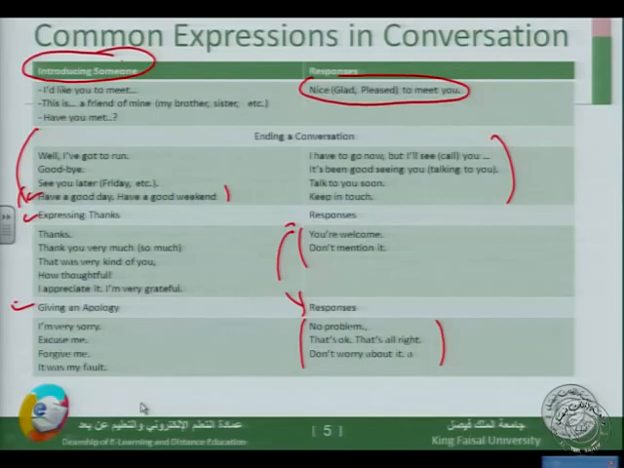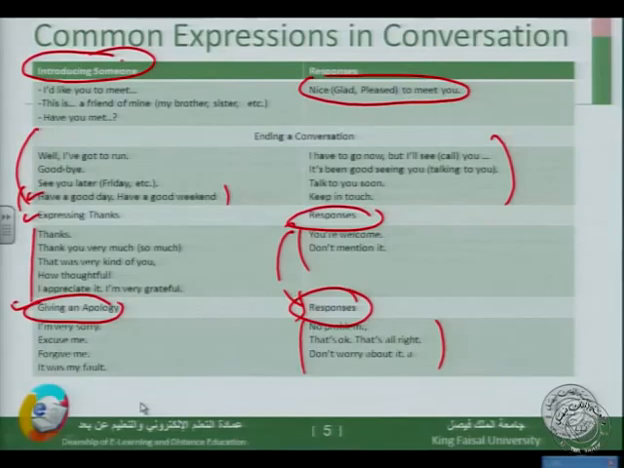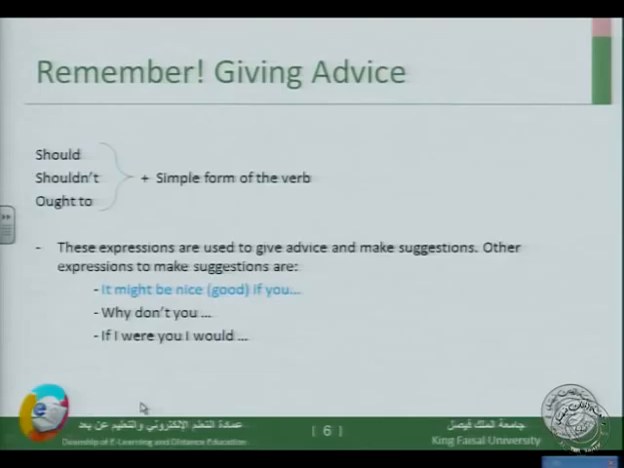So when someone speaks to you using these expressions, you need to use these responses. If someone apologizes, you need to use these responses. So do not mix between these responses. This is my point. So hopefully you also got the whole idea of how to use these common expressions in different conversation situations.